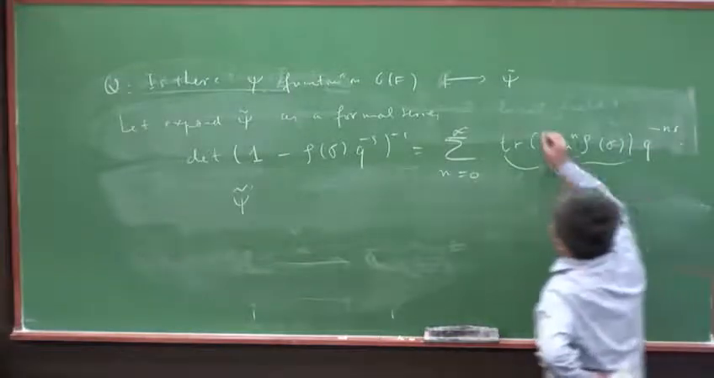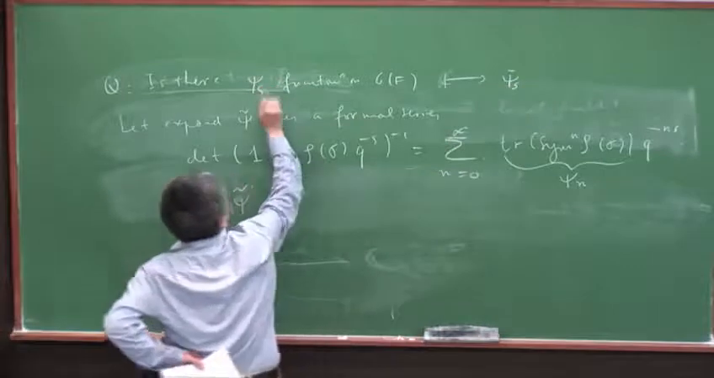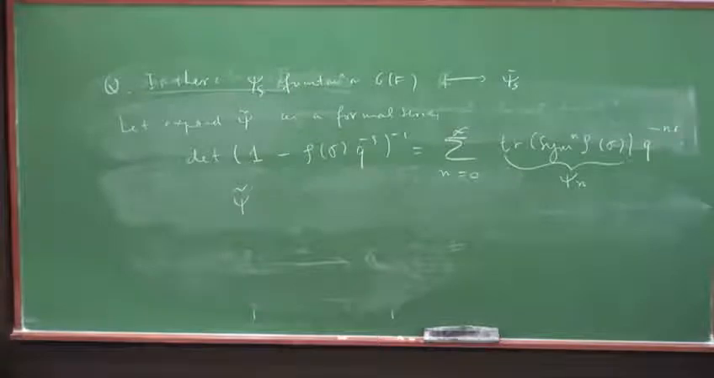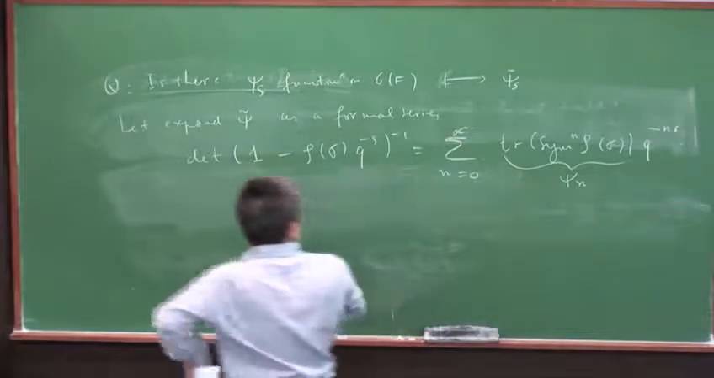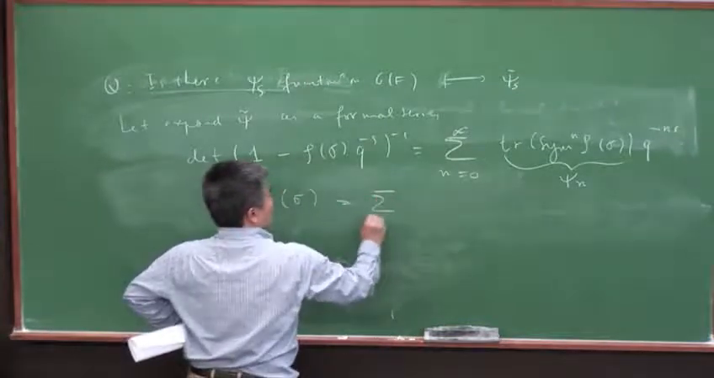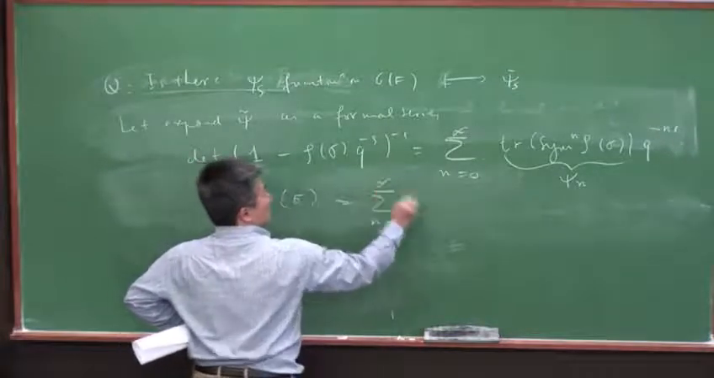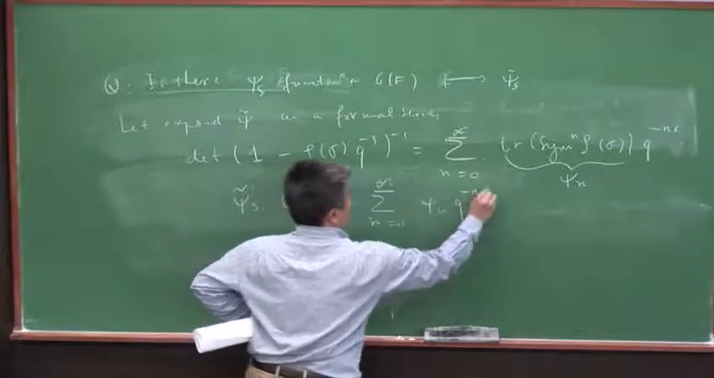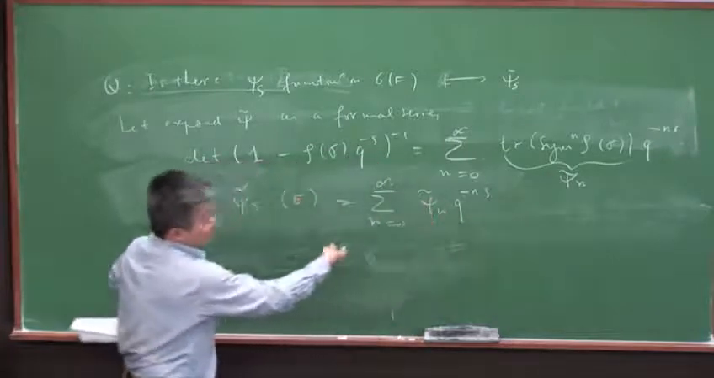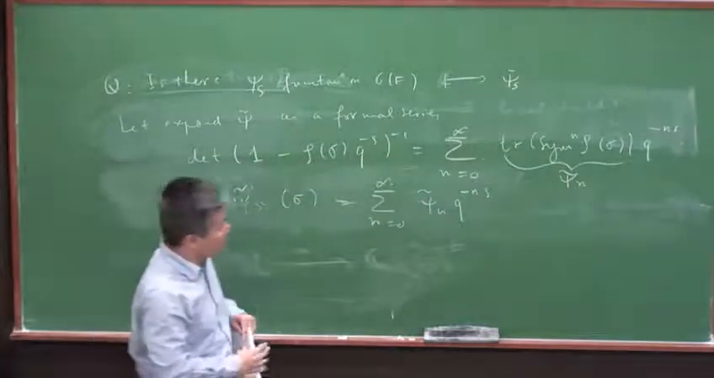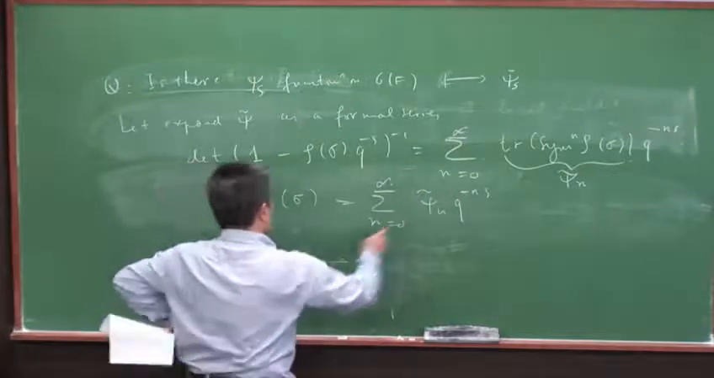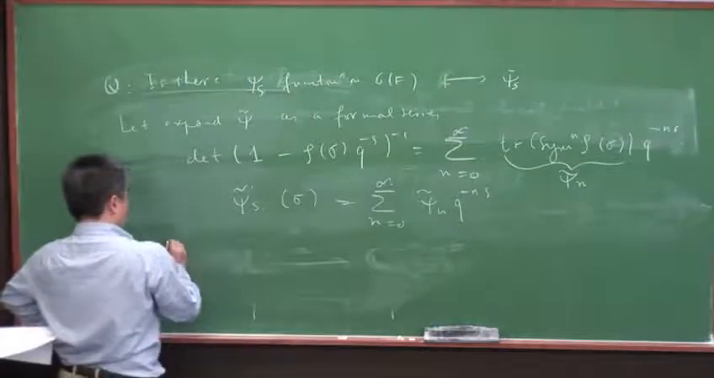There must be an s. This depends on s, right? This is a family of functions depending on a complex parameter s. So now psi tilde s of sigma would be a formal series of psi tilde n. Each psi tilde n is a nice function. It is a regular function on G hat, G hat-invariant.